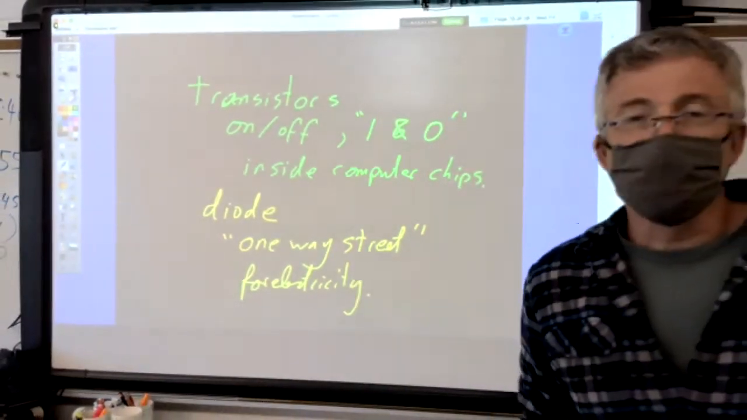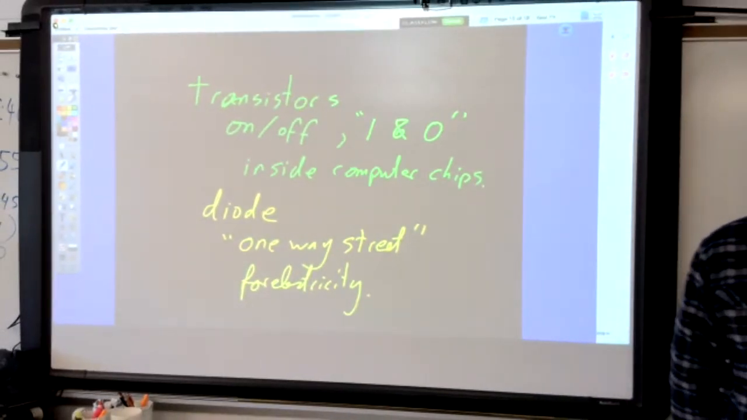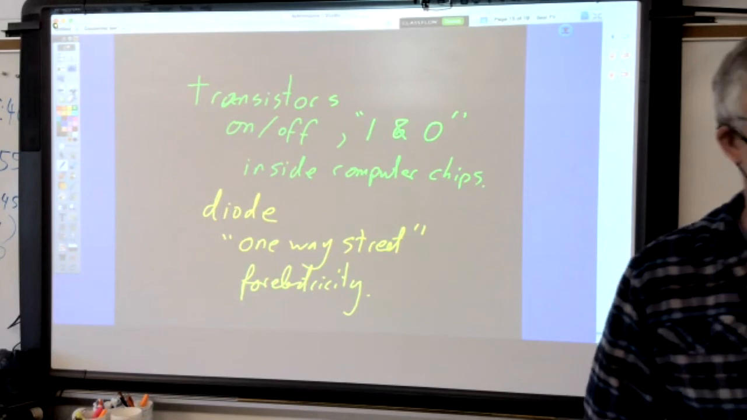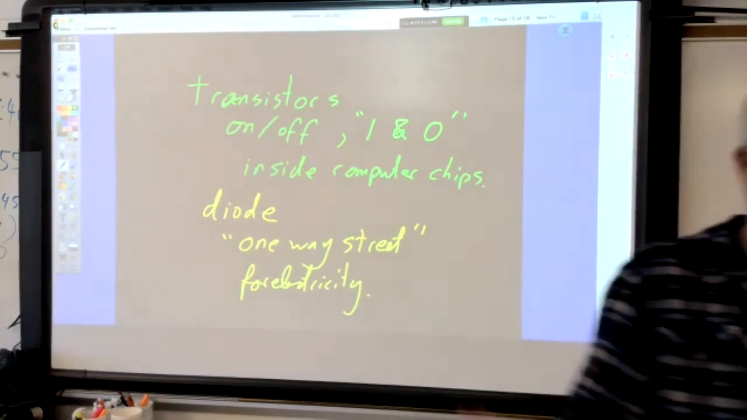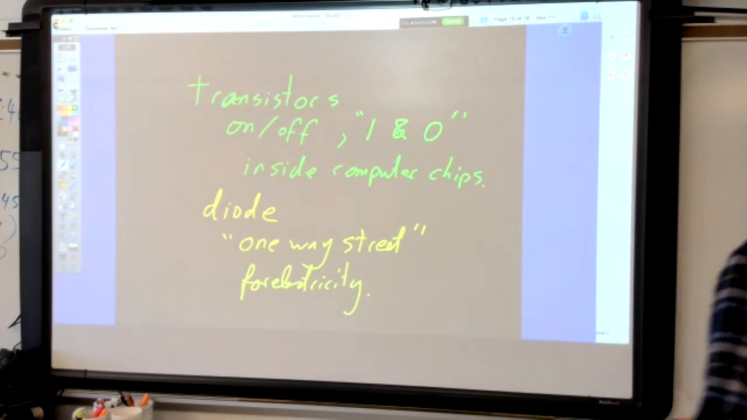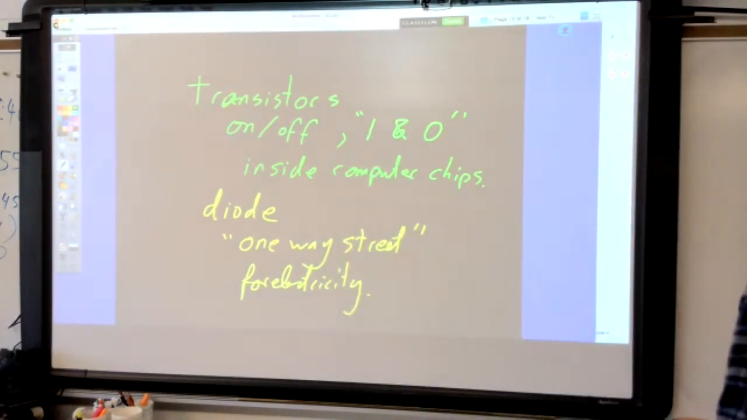The other main type of semiconductor is known as the diode. And a diode is like a one-way street for electricity. If electrons try to go in one direction, it's on and they can go through. If electrons try to go through in the opposite direction, they can't, it's off. So it's a one-way valve for electrons.